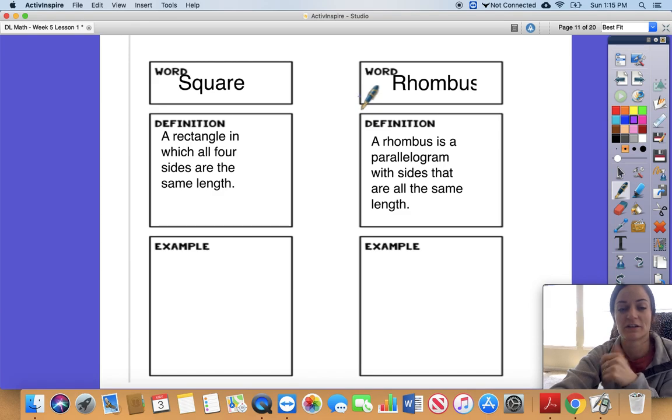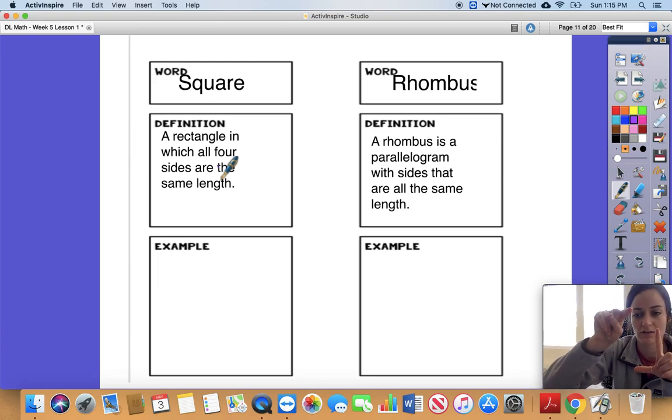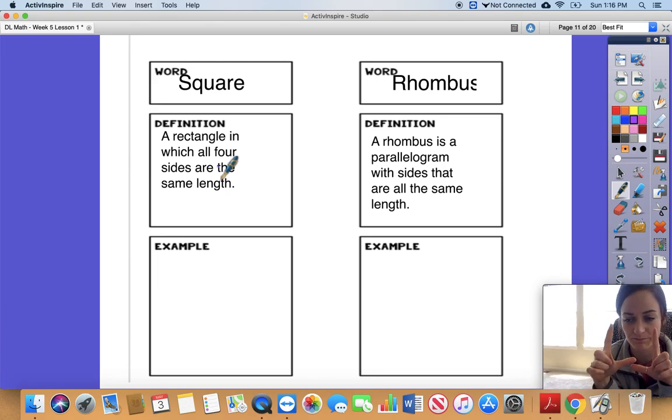So let's write those definitions in our vocabulary notebooks. So a square is a type of rectangle, so that means it has right angles, in which all 4 sides are the exact same length. So if one side's 1 inch, then the other side is 1 inch, 1 inch, 1 inch, which you guys learned in kindergarten and first grade, that squares are all the same length. A rhombus is a parallelogram with sides that are all the same length. So a rhombus also has all sides the same length, but it doesn't have to have right angles. Okay, it can have some acute angles or obtuse angles.